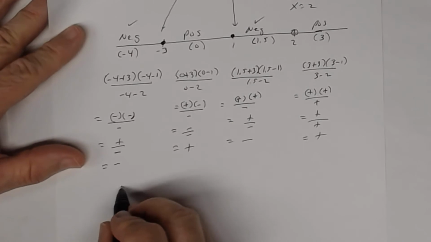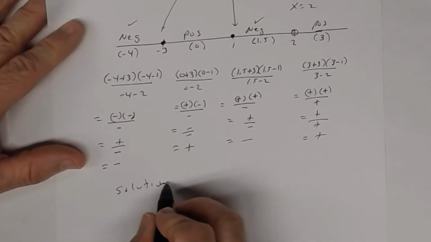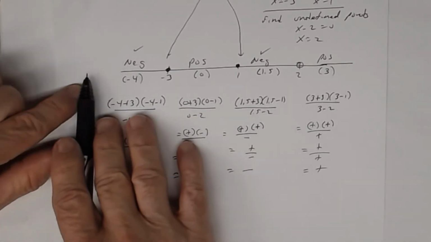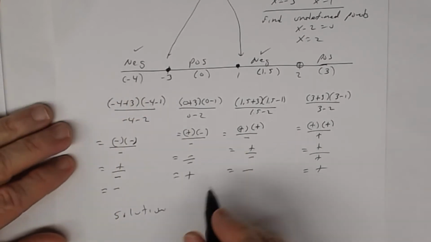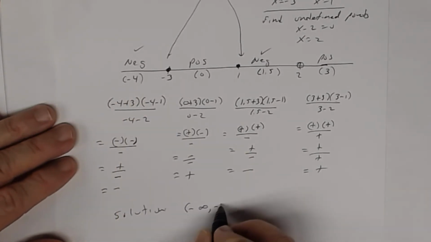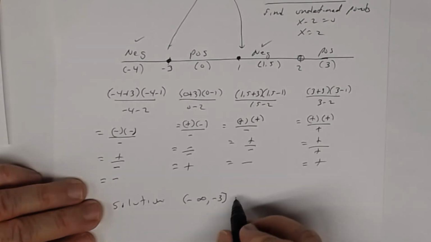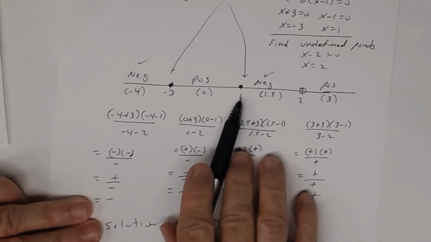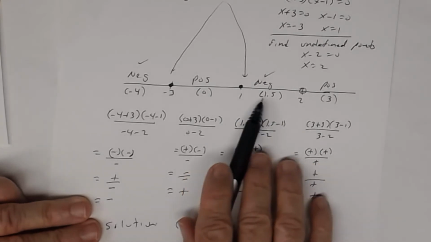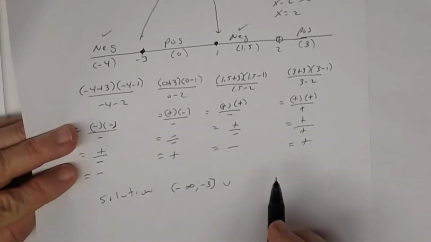So your answer, your solution, you're going to say, and remember, always go from left to right. So from negative infinity to negative 3 with a bracket, right? On negative 3. Remember, for infinity, negative infinity is always parentheses. Union, and then the other one is from what? 1 to 2. So 1 bracket, 2 parentheses. All right, so that's important.